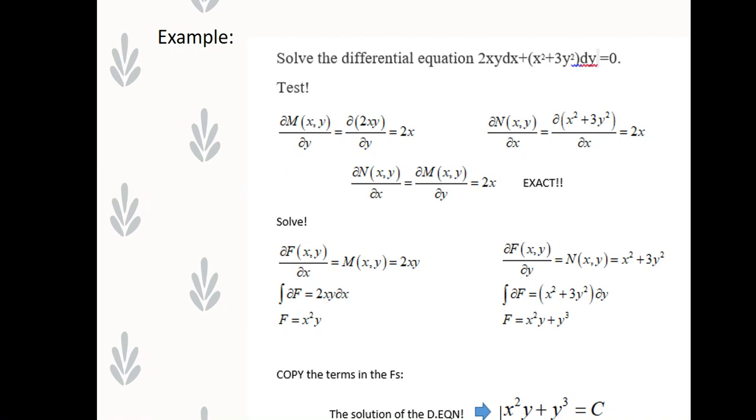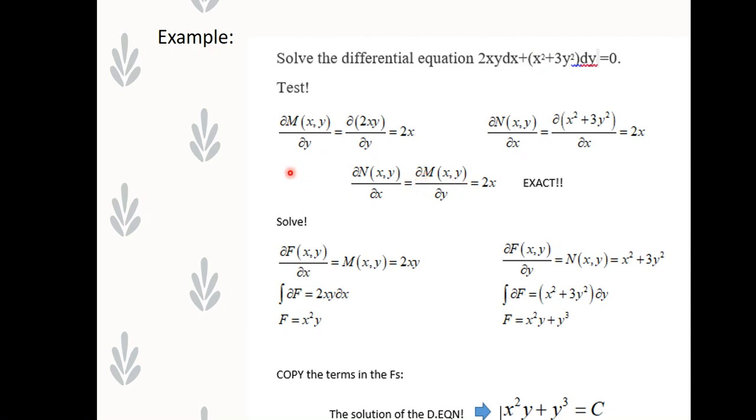Let's say for example, in this DE, 2xy dx plus quantity x squared plus 3y squared dy is equal to 0. We'd like to test first whether this DE is exact or not. Again, the 2xy is your M of x and y. The quantity x squared plus 3y squared is your N of x and y. This M is the partial derivative of f with respect to x. This N is the partial derivative of f with respect to y as defined in the previous slide.